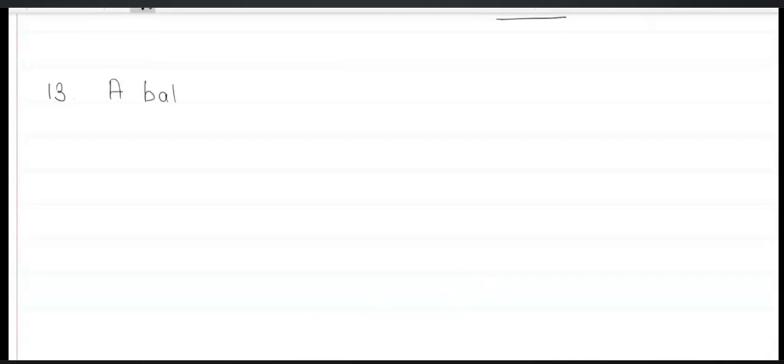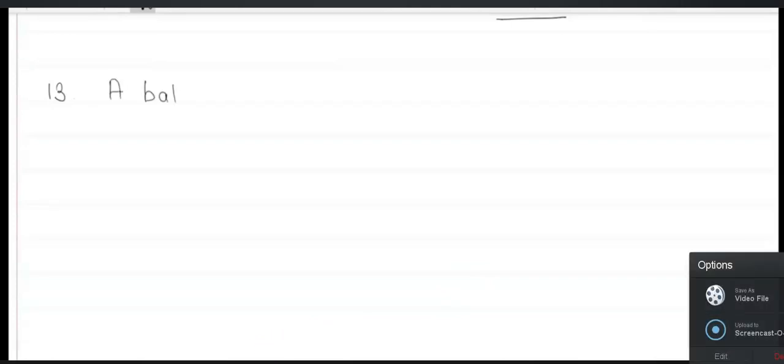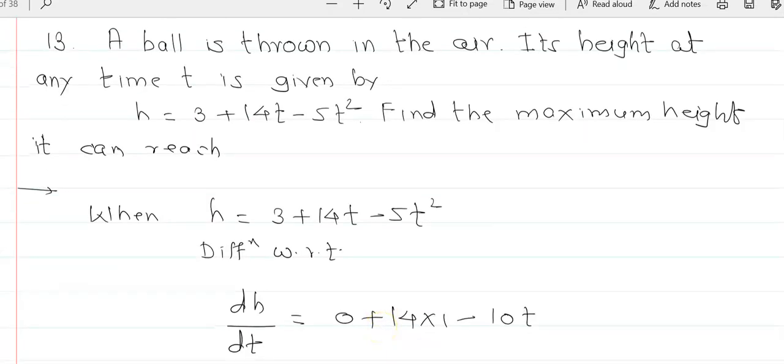Now we'll see again problem number 13. A ball is thrown in the air. Its height at any time t is given by h = 3 + 14t - 5t². Find the maximum height it can reach.